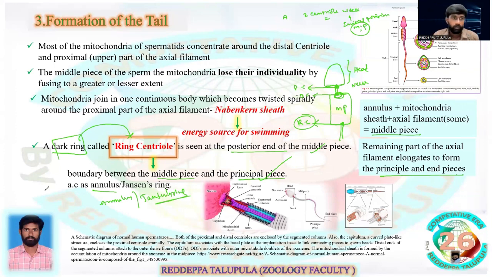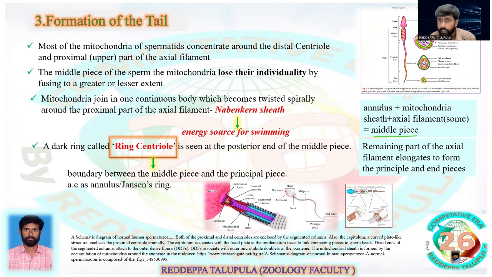Now, the middle piece is formed by the annulus plus mitochondrial sheath plus some part of the axial filament. These three combine and form the middle piece. This middle piece is completely surrounded by plasma membrane. No exception is present in the middle piece with regard to the plasma membrane. Whatever remaining part is left of the axial filament elongates and forms the principal and end piece. The principal piece is also completely surrounded by plasma membrane, but the end piece is seen without plasma membrane.